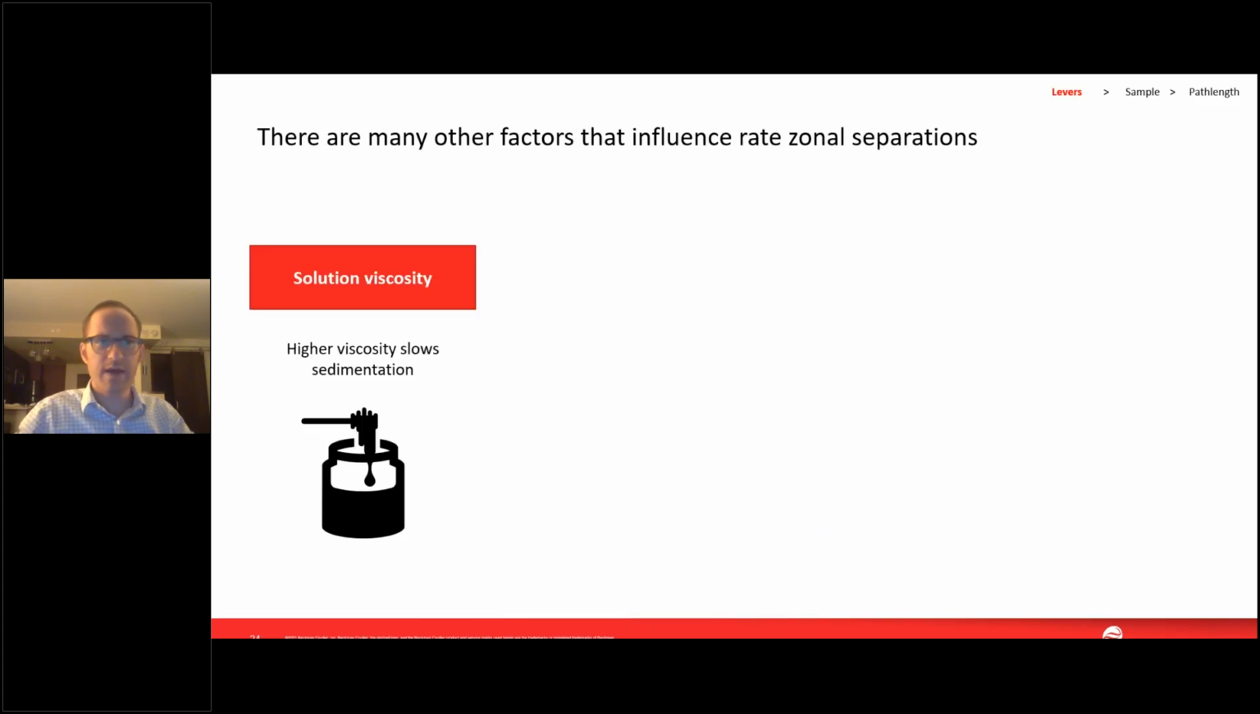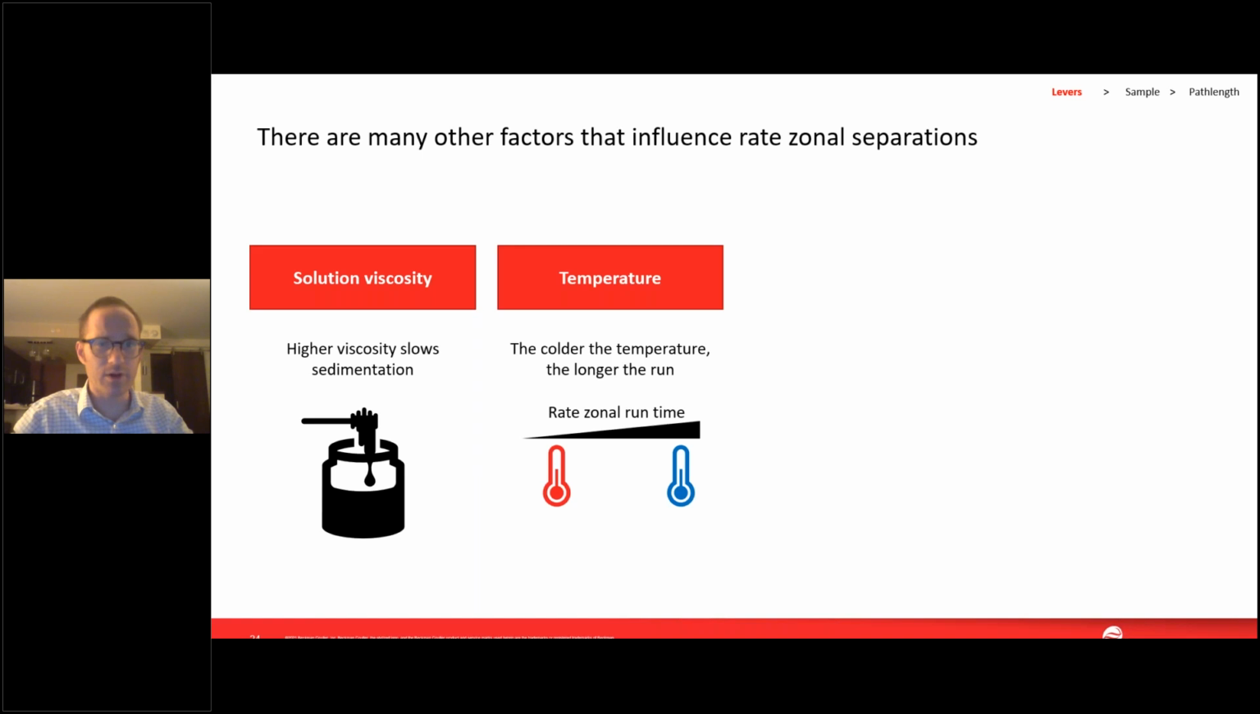So let's look at these factors. Again, higher viscosity slows sedimentation. In this situation, that can actually be a good thing, right? Because in a rate zonal separation, you don't actually want your materials to pellet. And so if they have a high S value and they are pelleting very quickly, right, you can choose to have a higher viscosity solution to help you with that. Sometimes it does slow your runs down, so it's not necessarily always a good thing.